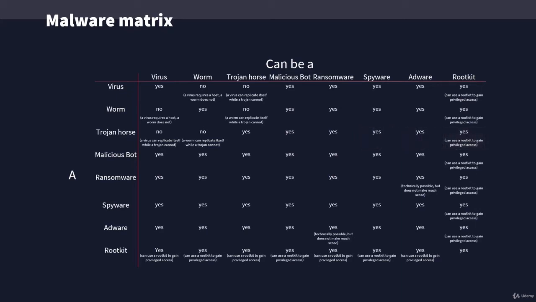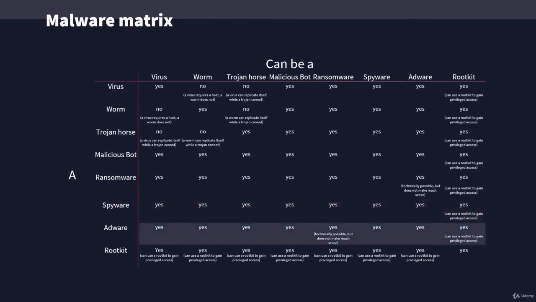Next on the matrix, we have the malicious bot, which can also be any other type of malware. After that, we have ransomware, which similarly can be any other type of malware. One small note for ransomware. While technically possible, it does not make much sense for a ransomware to also be an adware. Next, we have spyware, which can also be any other type of malware discussed today.